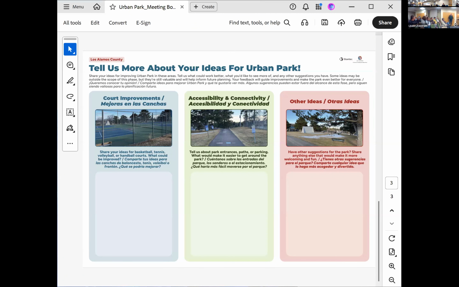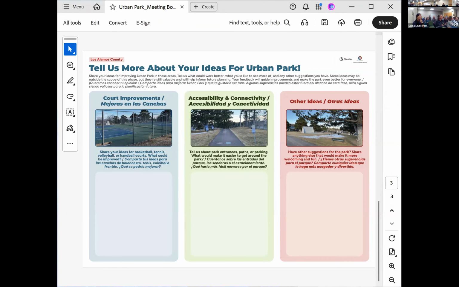Can you clarify what accessibility means in the context of sand volleyball? Because I think it's pretty straightforward for tennis, basketball, et cetera, but how are you interpreting that for a sport like sand volleyball? It is a little bit more restrictive in who can play by definition.